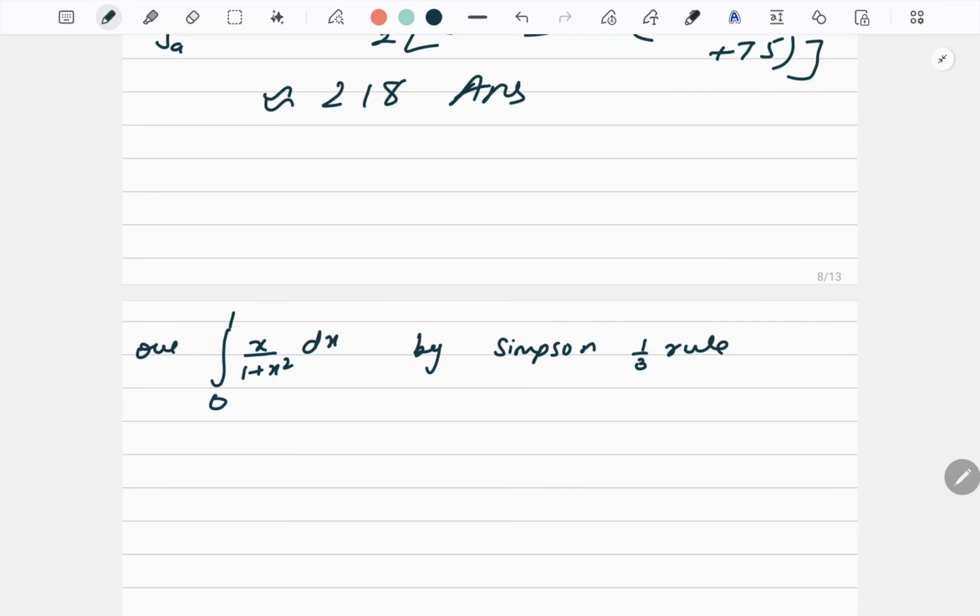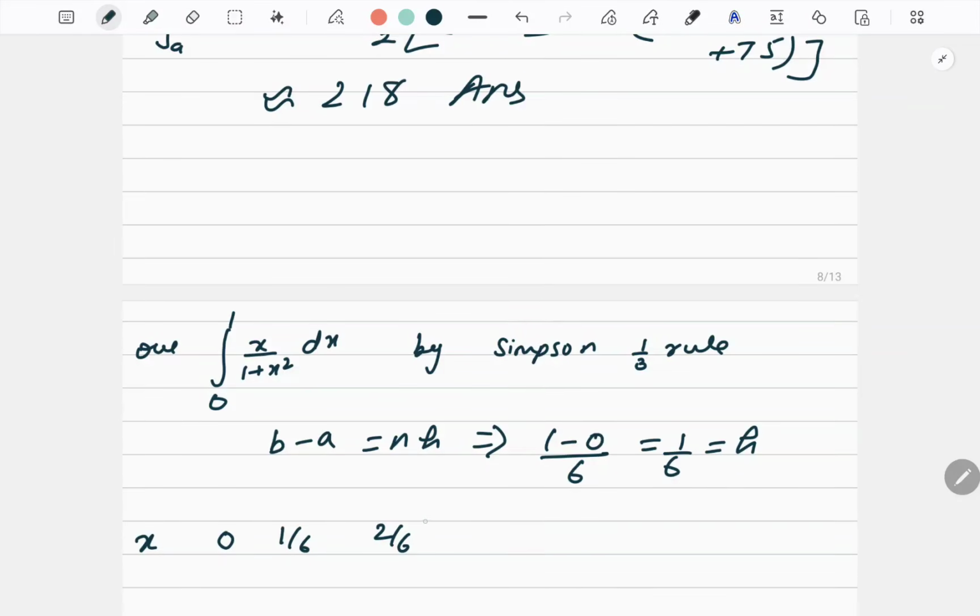And h I will define. So b minus a is equal to nh. So 1 minus 0 is equal to h upon 6. If I do it, it is 1 by 6. So my h value is equal to 1 by 6. Now how will I make my x values? The x values will start from 0. So 0, 1 by 6, 2 by 6, 3 by 6, 4 by 6, 5 by 6, 6 by 6. 6 by 6 is 1.